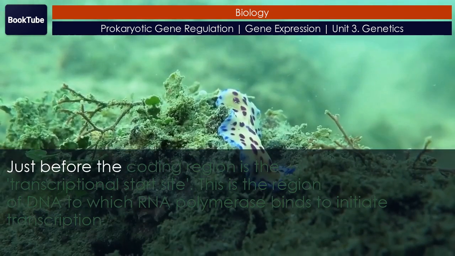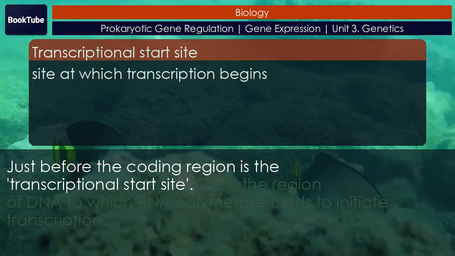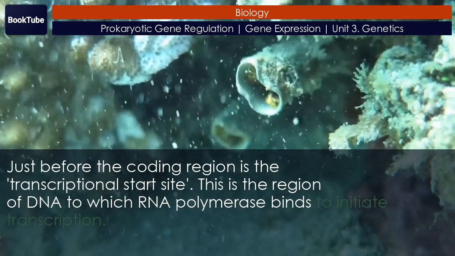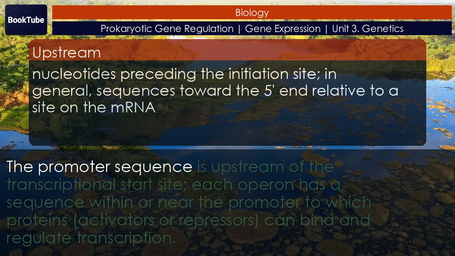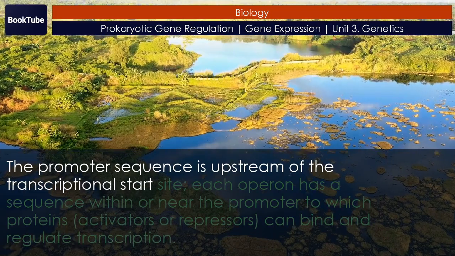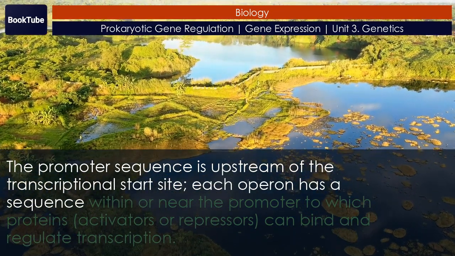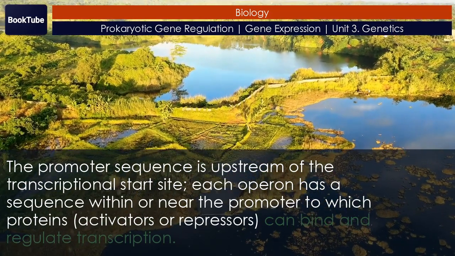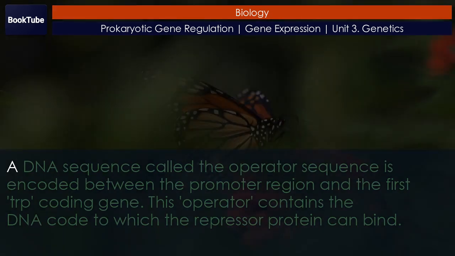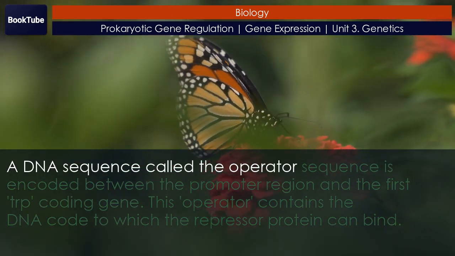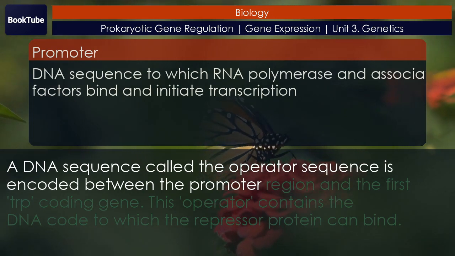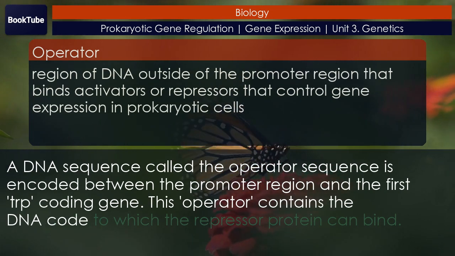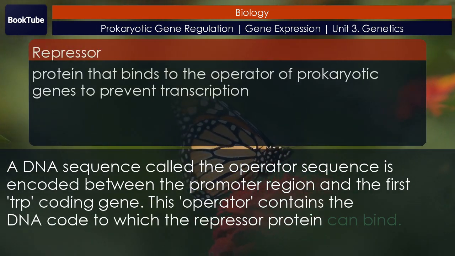Just before the coding region is the transcriptional start site. This is the region of DNA to which RNA polymerase binds to initiate transcription. The promoter sequence is upstream of the transcriptional start site. Each operon has a sequence within or near the promoter to which proteins, activators or repressors, can bind and regulate transcription. A DNA sequence called the operator sequence is encoded between the promoter region and the first TRP coding gene. This operator contains the DNA code to which the repressor protein can bind.